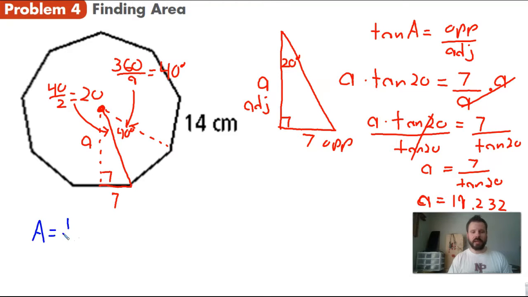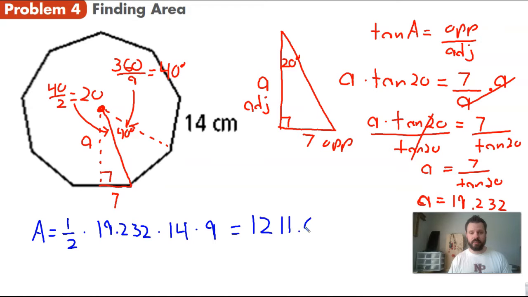Area of a regular polygon is equal to 1/2 times the apothem we just solved for, that 19.232, okay, times the perimeter, which would be 14 for the side length, times the 9 sides. And when I plug all that in, I end up with a grand total of 1,211.6 centimeters squared, we could say.